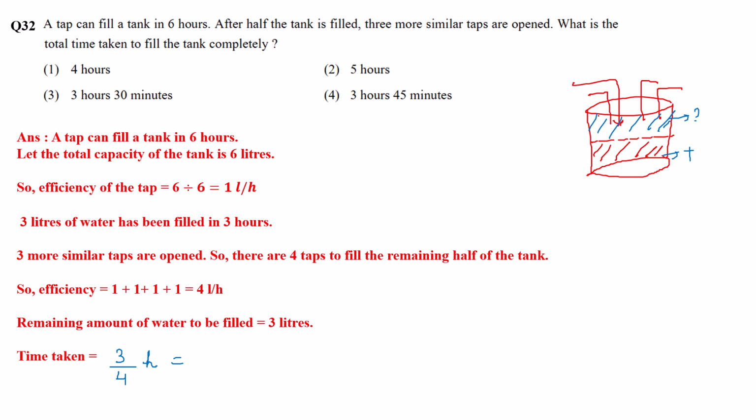Now if you see the answer, it is given in hours and minutes also, so better to convert this also in minutes. So 3 by 4 into 60. If you simplify, you will get 45 minutes. Now this 45 minutes is to fill only the remaining 3 liters of the tank, isn't it? And beforehand only the half of the tank is filled by the first tap. That also took 3 hours, isn't it? I have written over here 3 hours. So total time taken will be 3 hours and 45 minutes. Okay, so if you see the option, fourth option will be the correct option.